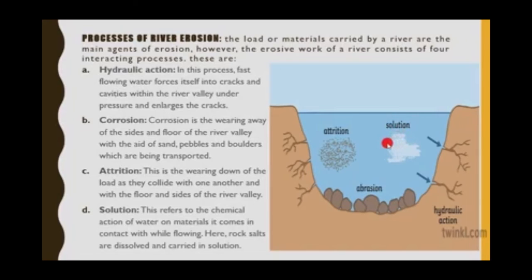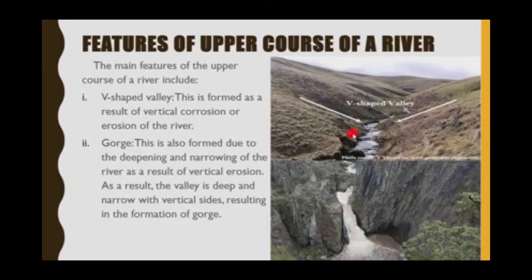Solution refers to the chemical reaction, okay, of water on materials it comes in contact with. In this place now, rock salts are dissolved and carried away in solution. Features of the upper course of a river. Earlier on we mentioned that what happens is vertical erosion. Okay, now look at it. V-shaped valley. Because of vertical erosion, what now takes place is a V-shaped valley.